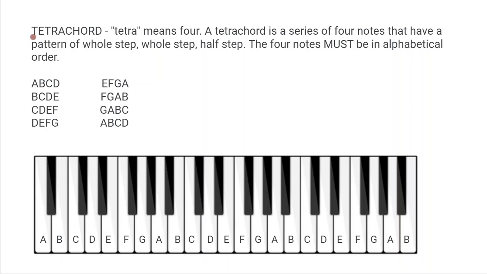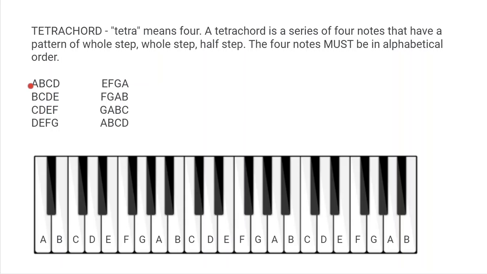The first step to building a scale is that we build tetrachords. Tetra means 4. A tetrachord is a series of 4 notes that have a pattern of whole step, whole step, half step. The 4 notes must be in alphabetical order, like this: A, B, C, D. Going to B, B, C, D, E. Going to C, C, D, E, F.